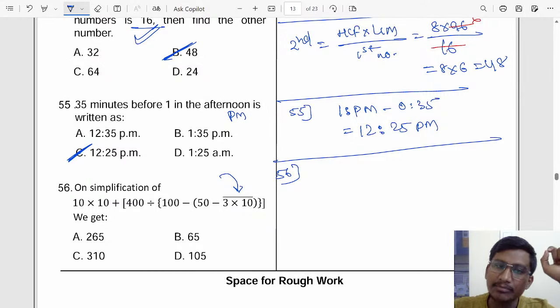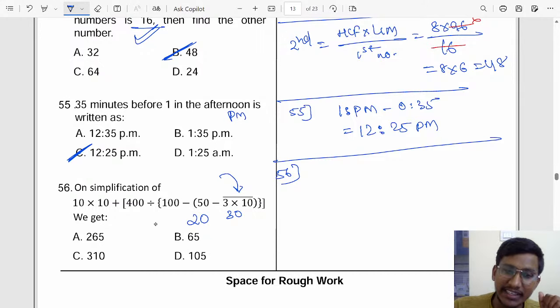So 3 tens are 30. So 50 minus 30 is 20. So 100 minus 20 will be 80. So 400 divided by 80. If you divide 400 by 80, 8 fives are 40, so 5 will be the answer here.